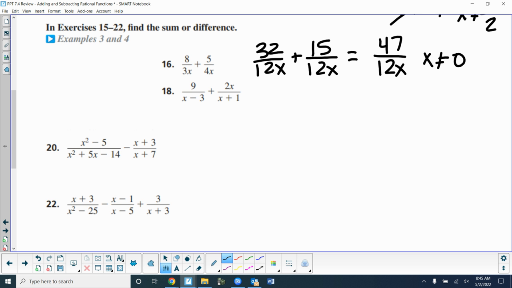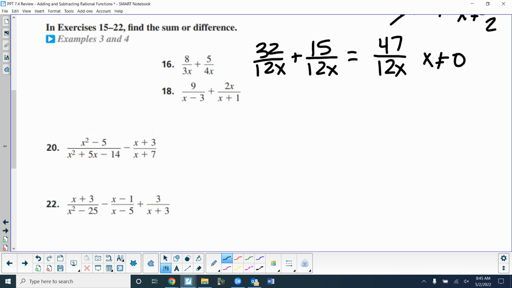Would it not be 12 squared? 12x squared? No. You do not change the denominator. Right? Once you figure out what the common denominator is, it stays the same. You don't have to write x twice. If it shows up, you got to write it down, right? Multiplied 4x times 3x. Yeah, but you don't.